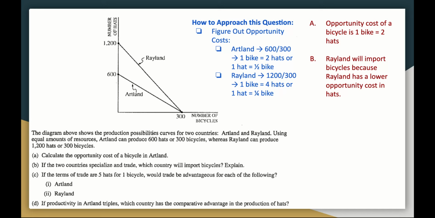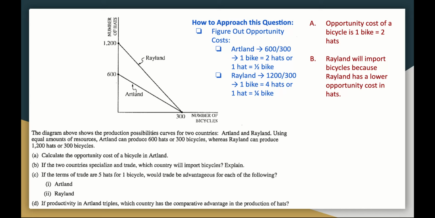Rayland has a lower opportunity cost. You could say Rayland has a comparative advantage in hats. That would be okay. You can say Artland has a comparative advantage in bicycles as your explanation. So there's a bunch of different ways that you can explain this. Just make sure that you have a correct way. So lower opportunity cost, comparative advantage, for either one, that's where you're going to get that to make sense.